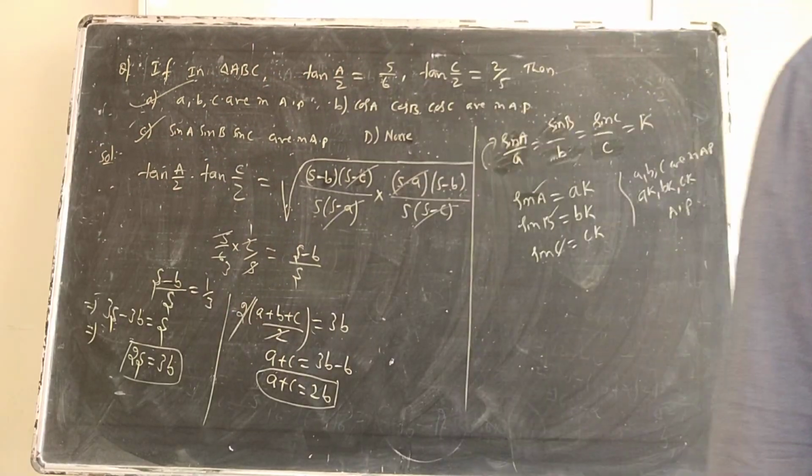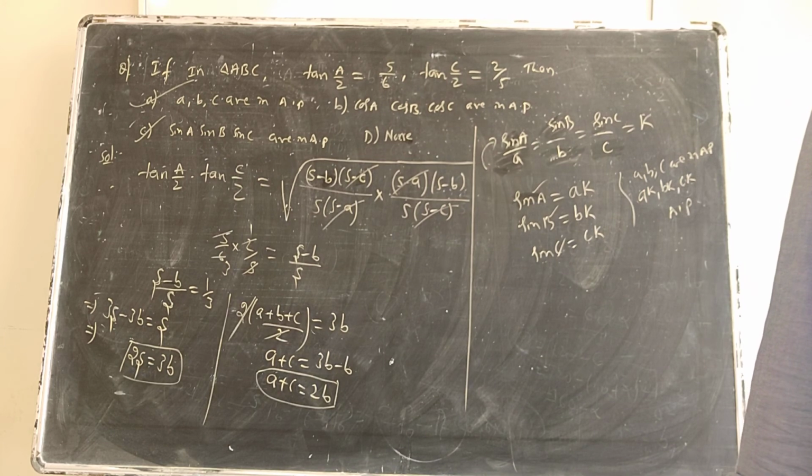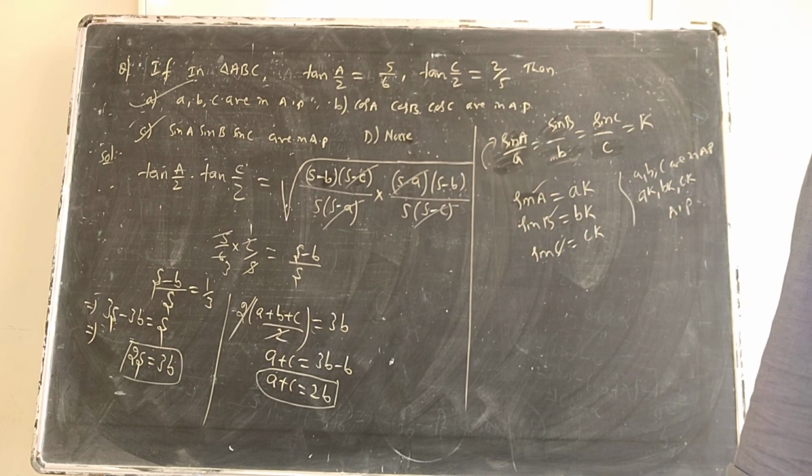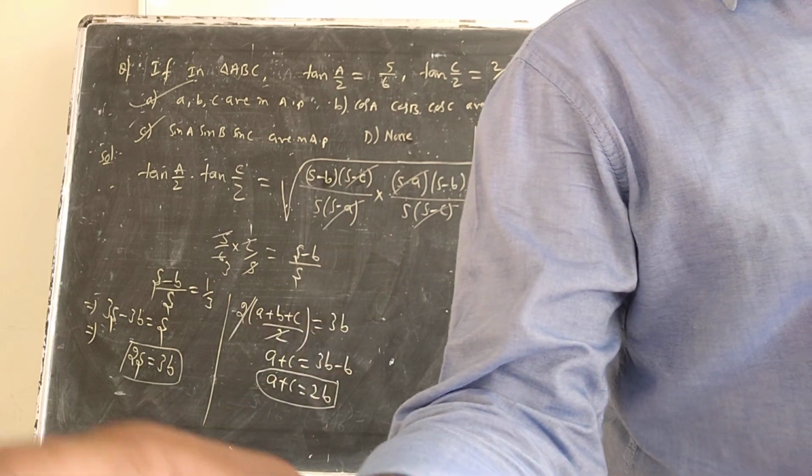So that was about Napier's formula, analogy and half angle law related questions. Yesterday I explained some questions, now we have completed more questions. Okay, so let us see the next lecture, another set of questions.